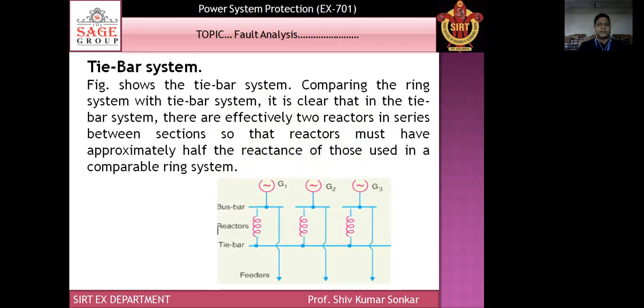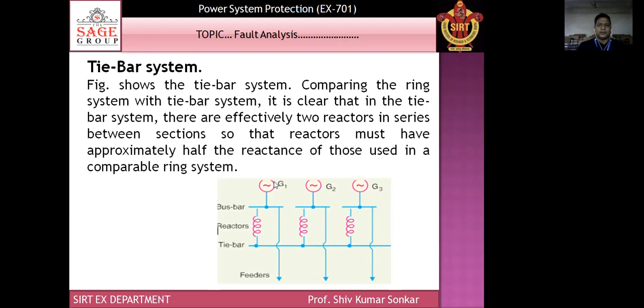Second one, tie bar system, shown in the figure. Comparing the ring system with the tie bar system, it is clear that in the tie bar system there are effectively two reactors in series between sections, so the reactors must have approximately half the reactance of those used in a comparable ring system.